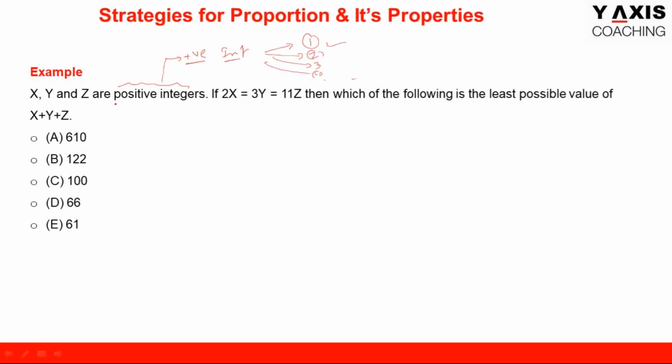Here the given information is X, Y, and Z are positive integers, and 2x is equal to 3y is equal to 11z. Then which of the following is the least possible value of x plus y plus z? How do we do that? Let me rewrite the same statement: 2x is equal to 3y is equal to 11z.